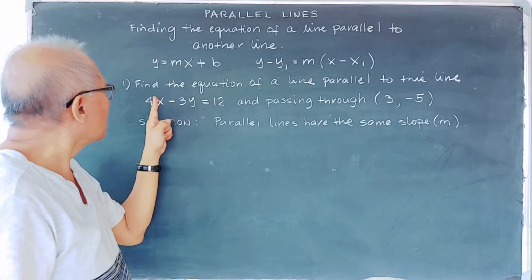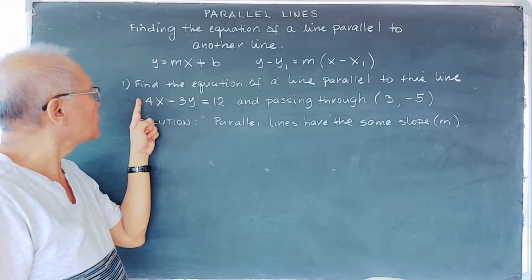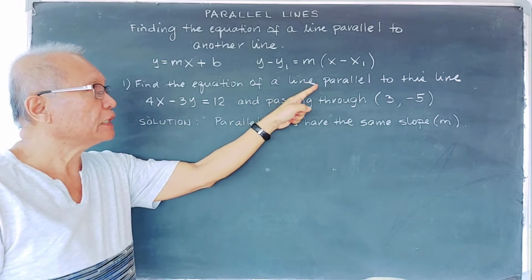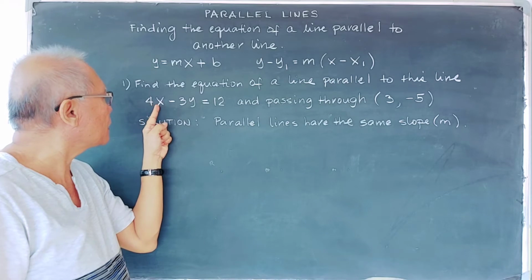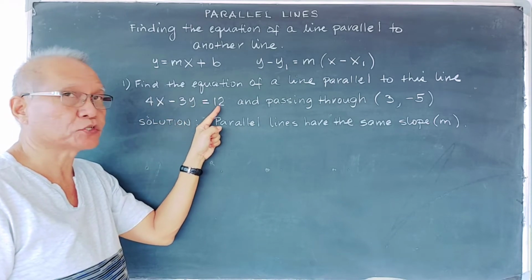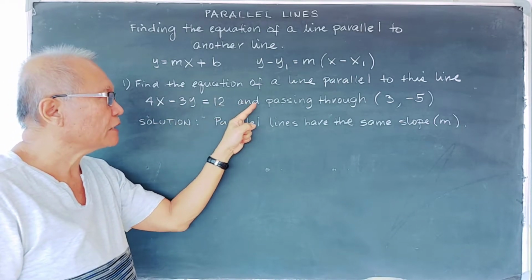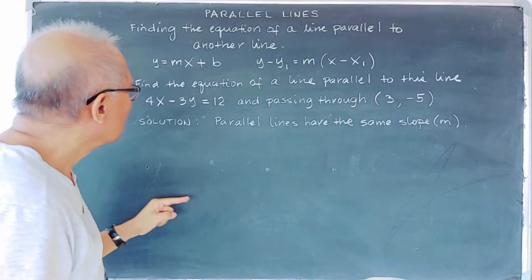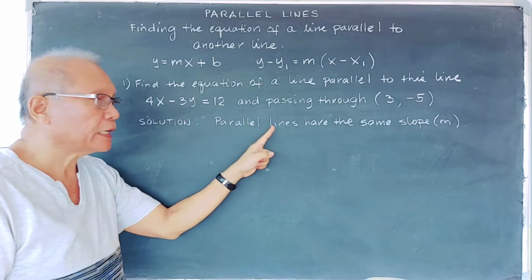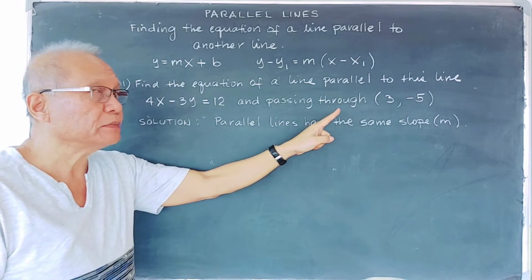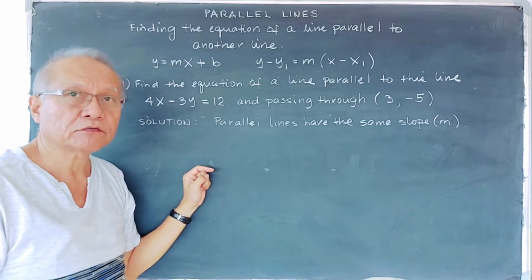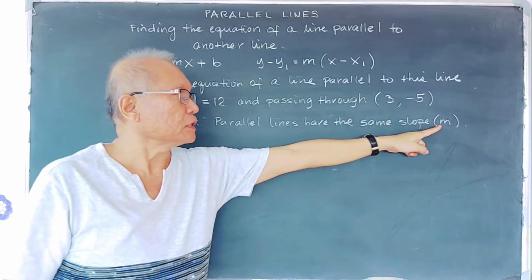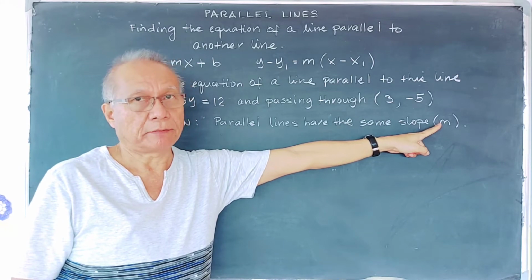So, in our problem here, number 1, let's have this one. Find the equation of a line parallel to this line 4x minus 3y equals 12, and the second line is passing through (3, -5). Now, parallel lines have the same slope, or the same gradient, and the gradient is abbreviated m.